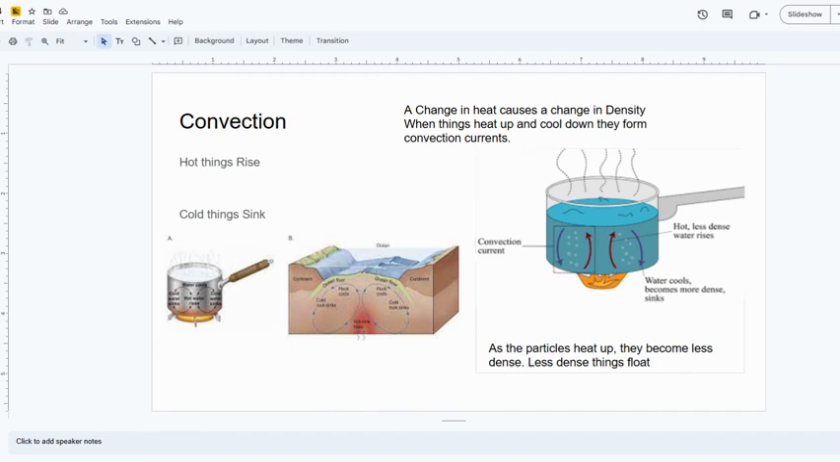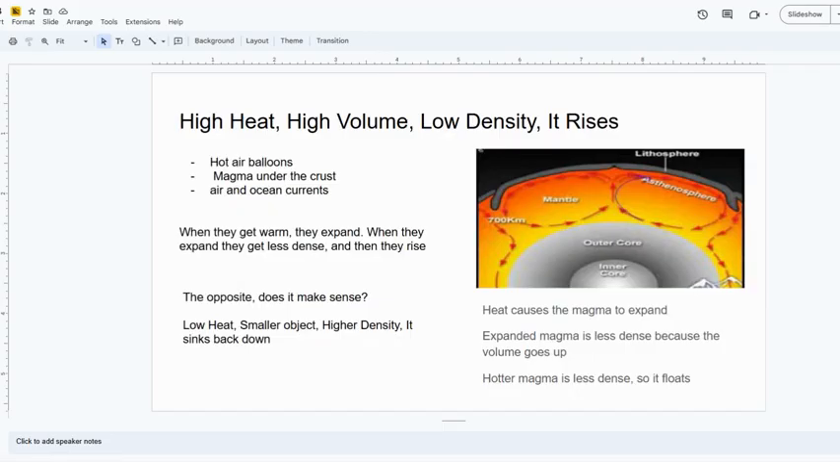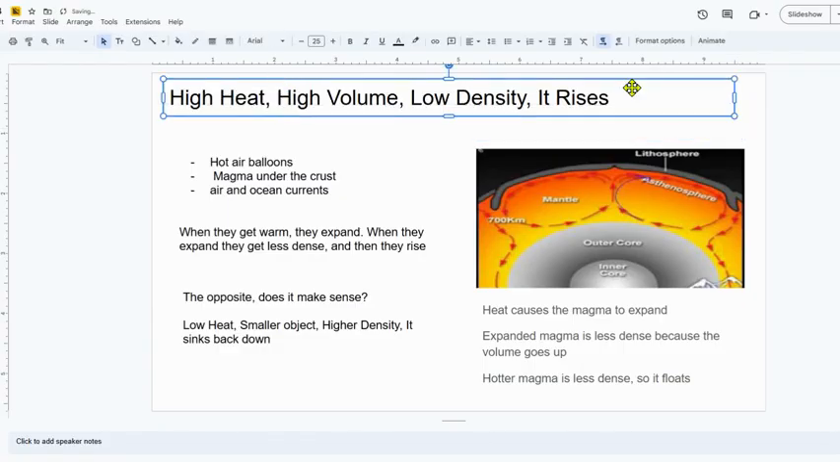That's what makes my lava lamps work. That's what makes ocean currents work. That's what makes most things work on our planet. If you heat up, you expand. If you expand, your volume goes up, your density goes down, and you rise. I'd like to do the opposites, because if something's true, maybe the opposite is going to work. So let's try it out.